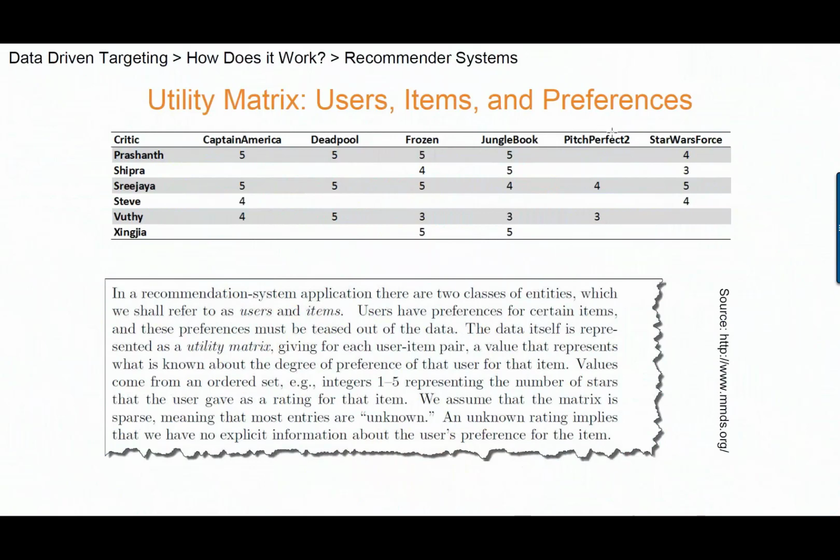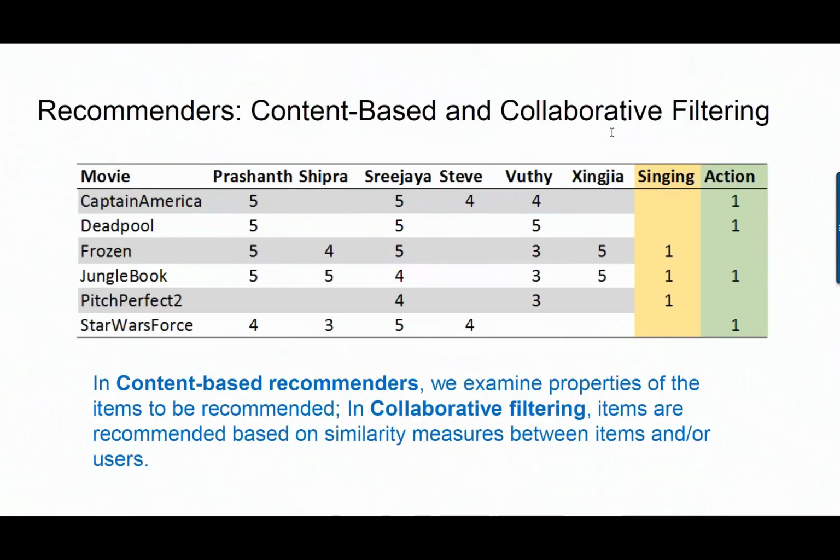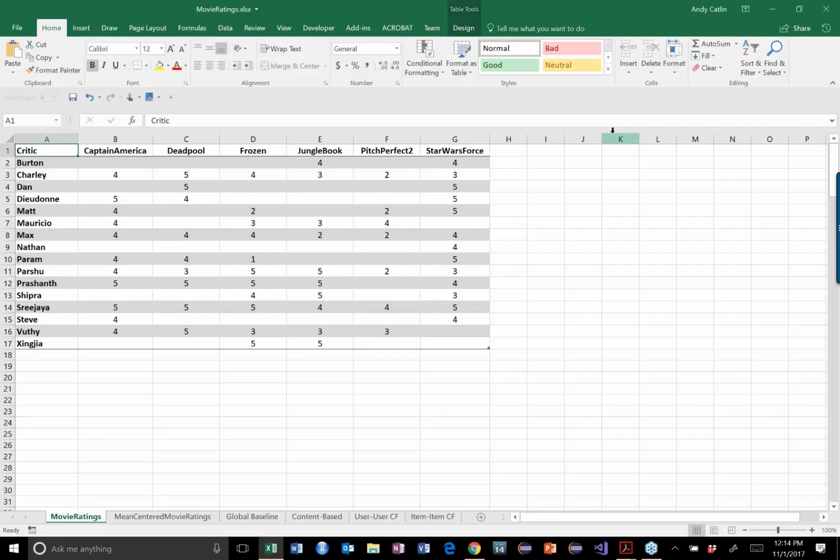So the next thing that's done is that you take the users, the items, and the preferences or the ratings, and you build a user item matrix from it. And this is an example of a user item matrix for movies. One could go in and curate the movies and say, okay, Captain America is 100% action, and Pitch Perfect is 100% singing, and maybe Jungle Book is 50% this and 50% that. Then you can take that information and put it into a content-based system or a collaborative filtering system.